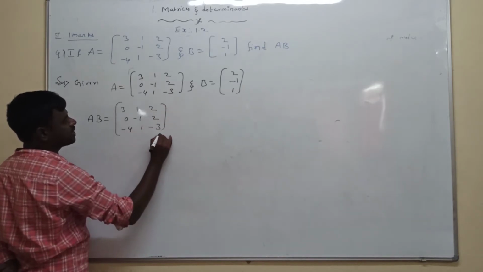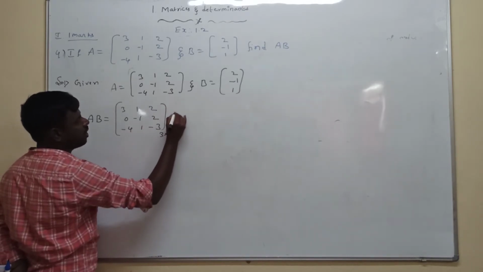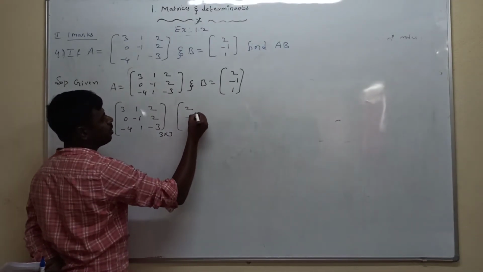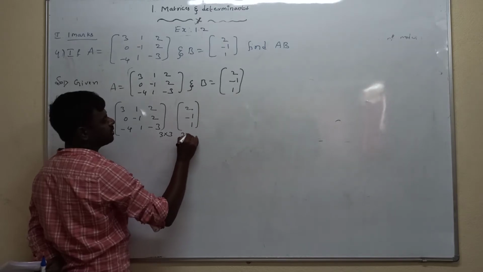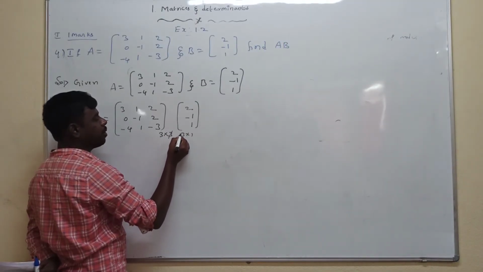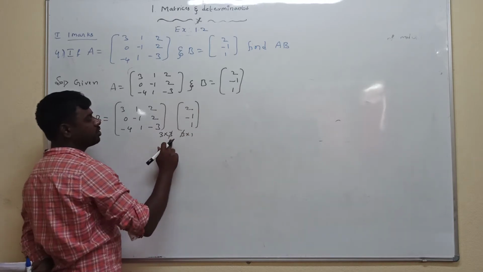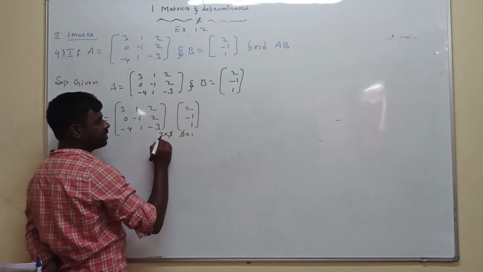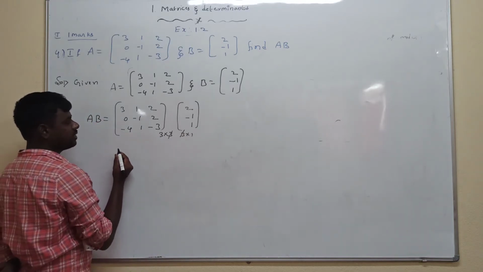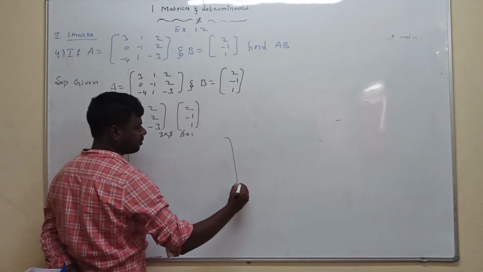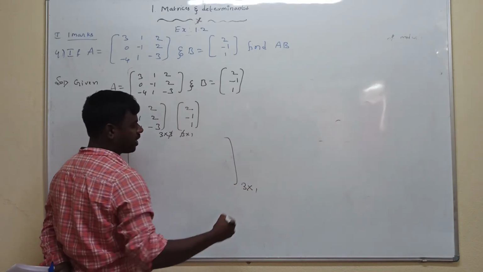So the order of the A matrix is 3 by 3. After that substitute the B matrix [2; -1; 1]. The order of this matrix is 3 by 1. Now the number of columns in the A matrix is equal to the number of rows in the B matrix, both are equal. So the product will exist. We get the resulting matrix as 3 by 1, 3 rows and only 1 column.